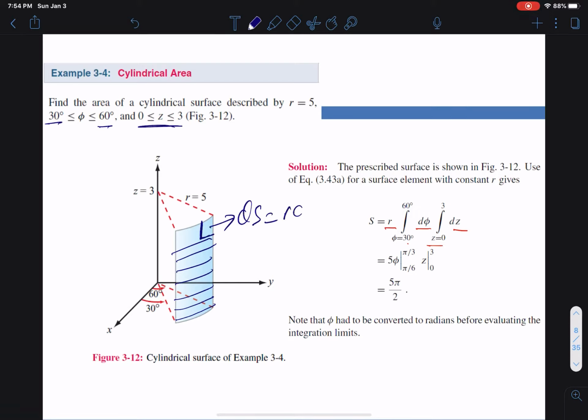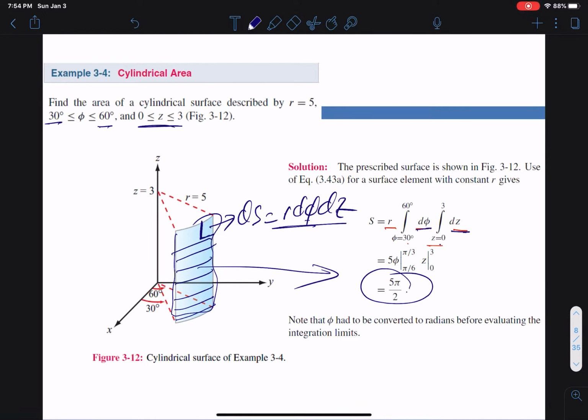To find the area for the whole region within the limits, I have to integrate that over φ and z. So I'm integrating over φ and z here. φ goes from 30 to 60, and z goes from 0 to 3. If you integrate that, you get the area for that particular part.